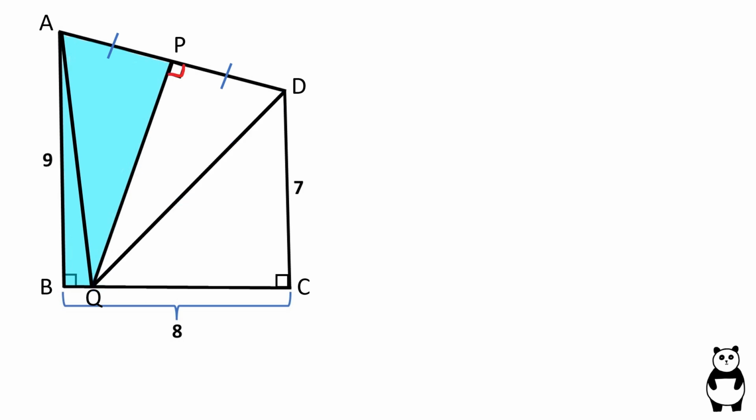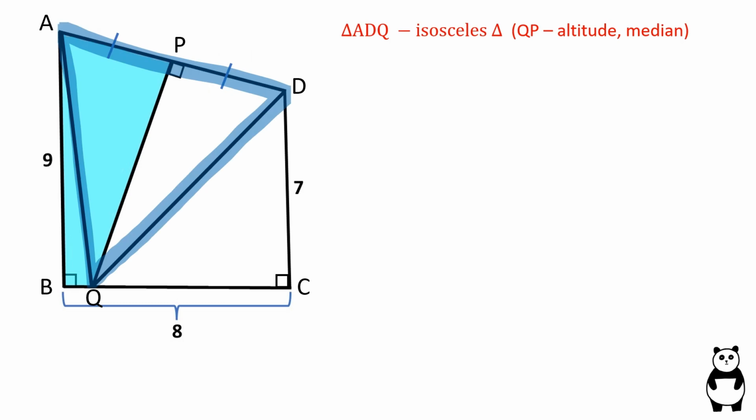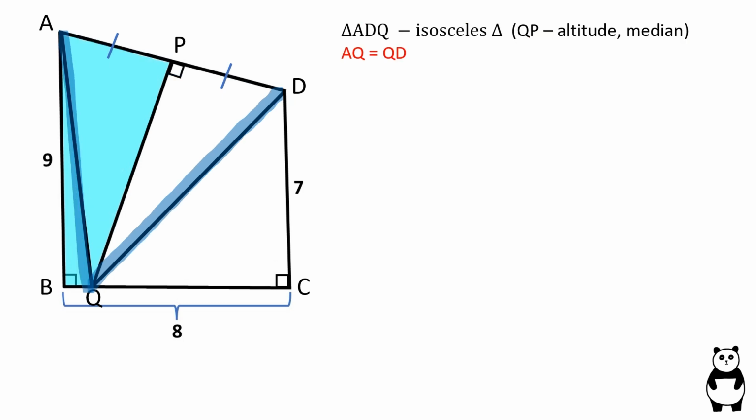Since QP is perpendicular to AD and AP is equal to PD, triangle ADQ is an isosceles triangle. AQ is equal to QD. Let's represent BQ as x.